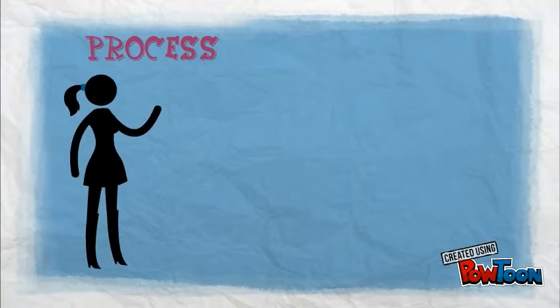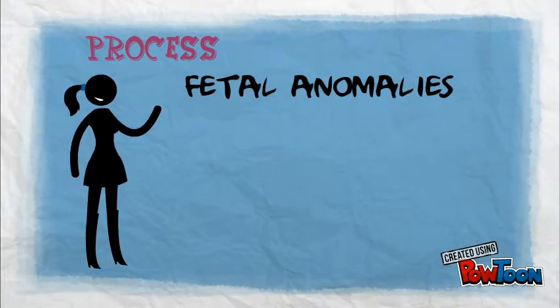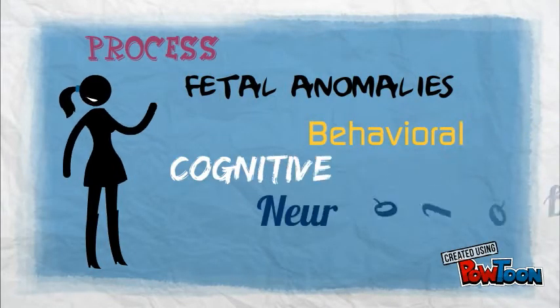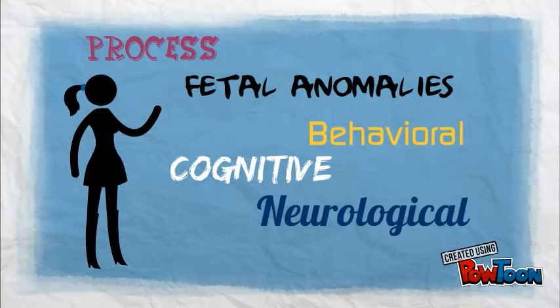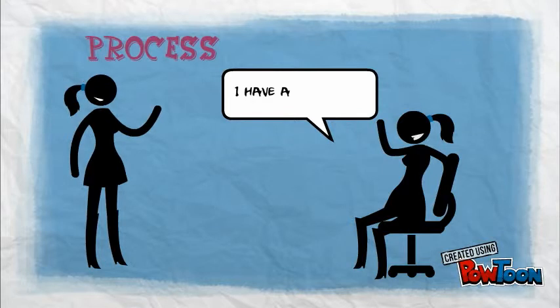For example, the use of alcohol during pregnancy can cause the development of fetal anomalies and can also be the cause of behavioral, cognitive, or neurological impairments in the fetus as well. With education, expectant mothers can not only get the correct information, but can have the chance to ask questions as well.